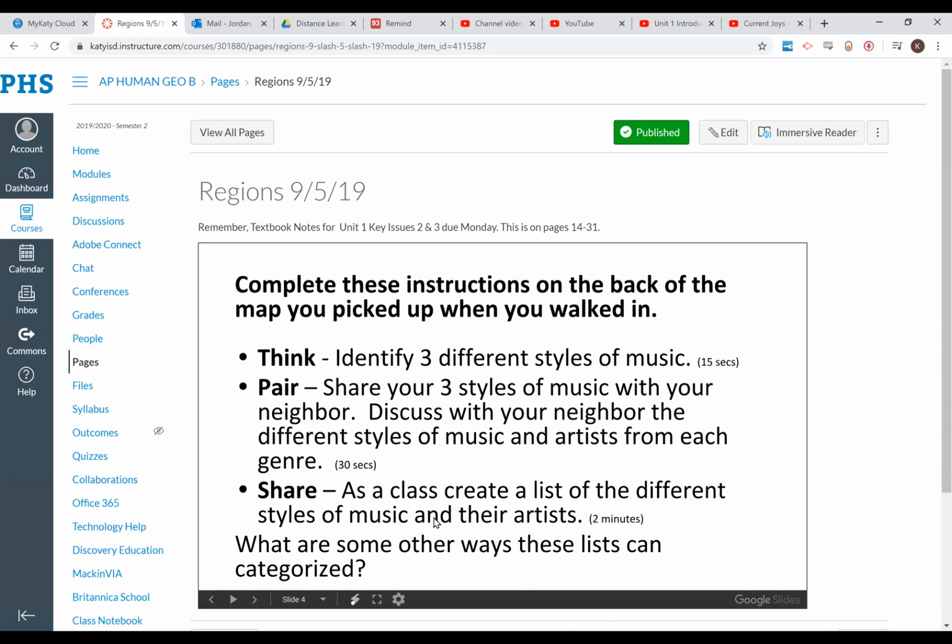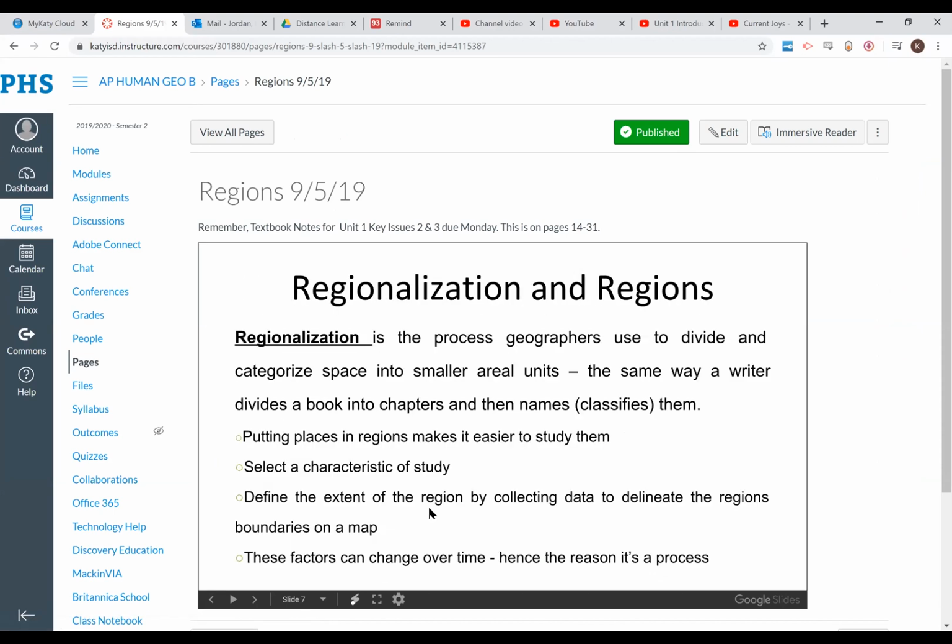We're going to keep going through. All right. You can define the extent of a region by collecting data to delineate the region's boundaries on a map, and these factors can change over time, hence the reason it's a process, okay? There are never any regions that will stay exactly perfect and exactly the same over the course of all time. Things like that don't happen, okay? Because factors are constantly changing, right? The area that was controlled by America has constantly changed over the course of America's history, right?